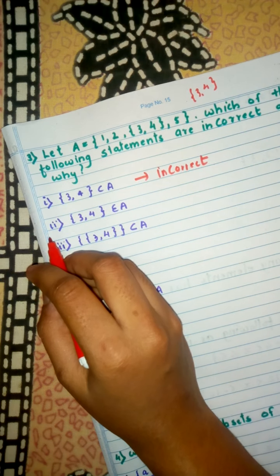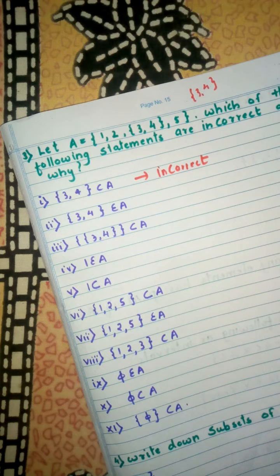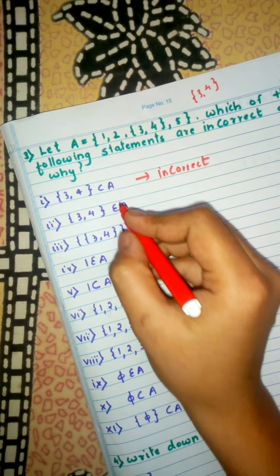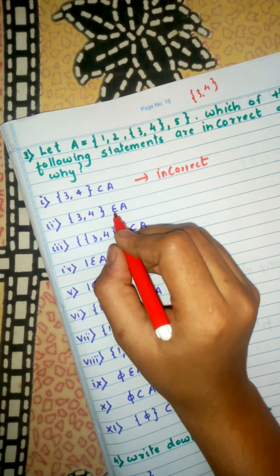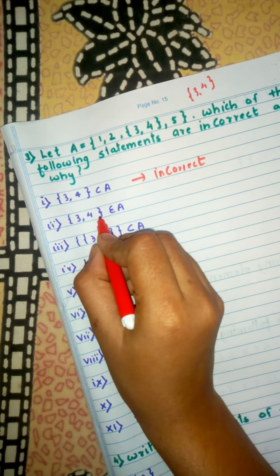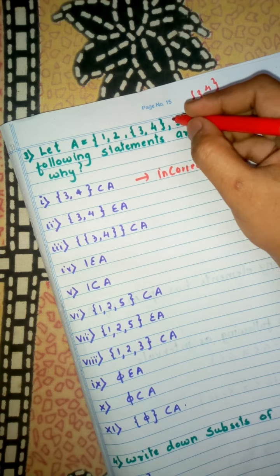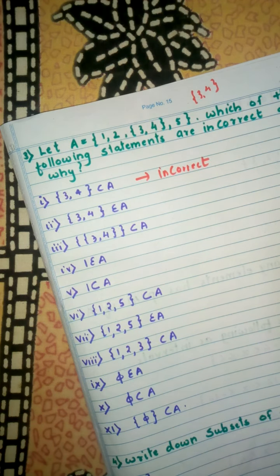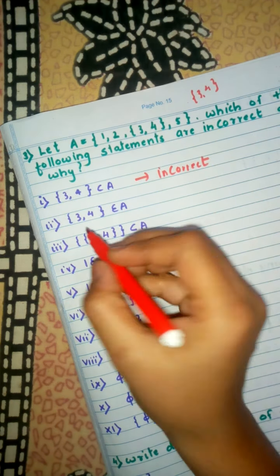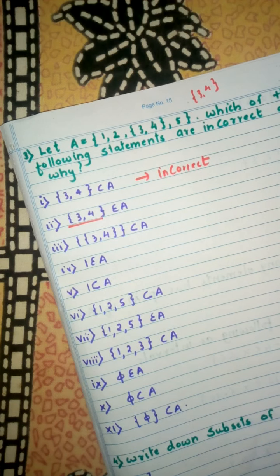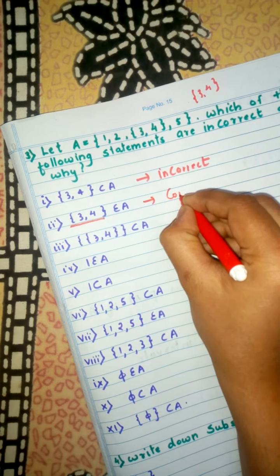Now coming to the second one. It says that the set {3, 4} belongs to A. When we are checking belongs to, we are not supposed to check each element. We check whether the full set belongs to A or not, and here we can see that the full set {3, 4} belongs to A. But when we talk about subset, we have to check each element of that set. So this is a correct statement.